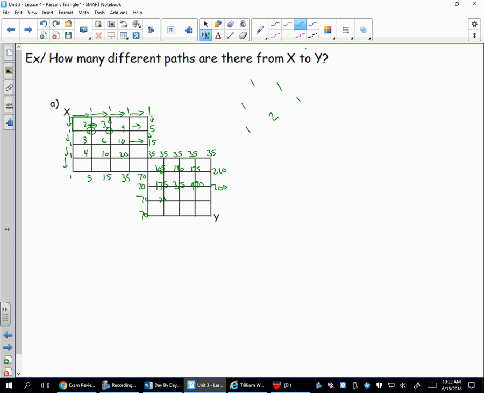Okay, we got 245, 560, 1050, and 1750. And then 315, 875, 1925, that's this one. A total of 3,675 paths. Okay.